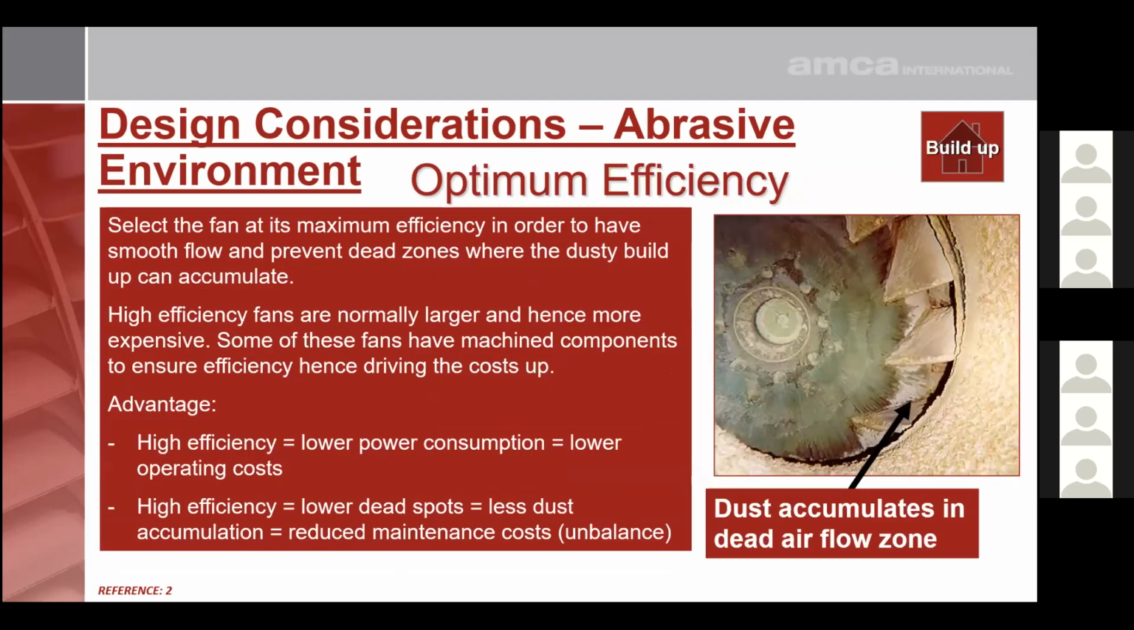As mentioned earlier, using high efficiency designs such as backward curved or backward inclined wheels would reduce the operation costs. Since these wheels are higher efficiency, the airflow through the wheels is smooth, and the possibility of dust accumulating in the dead airflow zones is much lower. When dust does accumulate here, it causes excessive vibration, which leads to bearing failure and ultimately wheel failure.